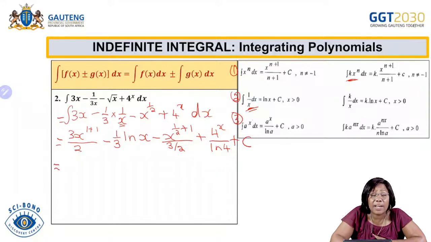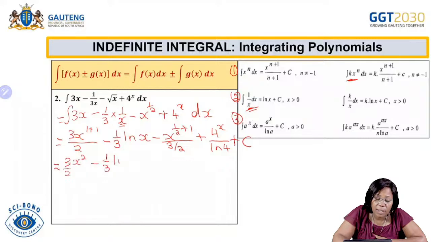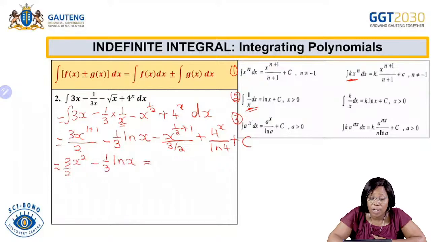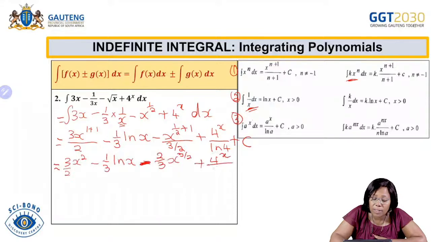And then let's simplify now to the final solution. We are having 3 over 2 x squared, yes, minus 1 over 3 ln x, yes. And then the next one now 3 over 2, and then now divide by 3 over 2 is the same as multiplying by 2 over 3. So that is a minus 2 over 3 x to the power 3 over 2 there in exponent. And then now plus 4 to the power x, and then we have a ln of x plus c there.